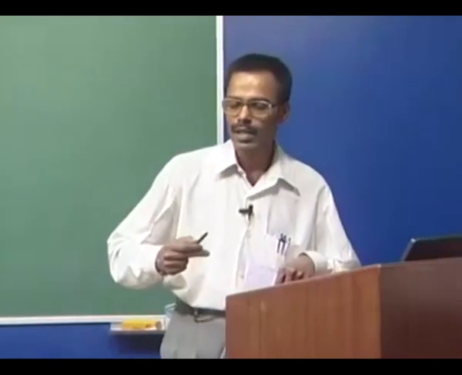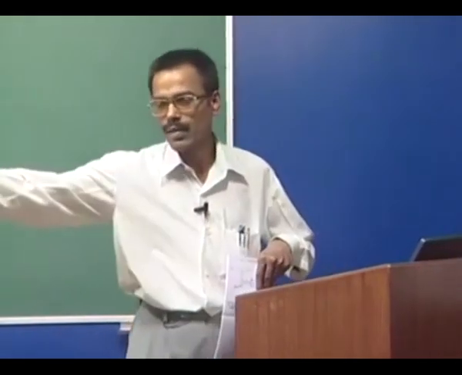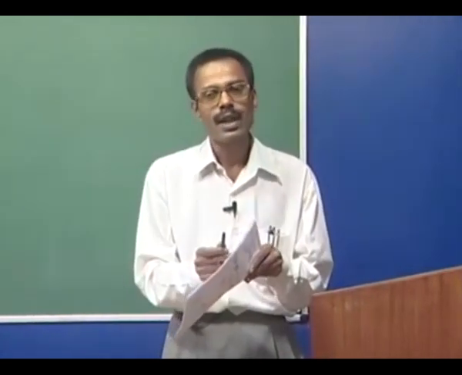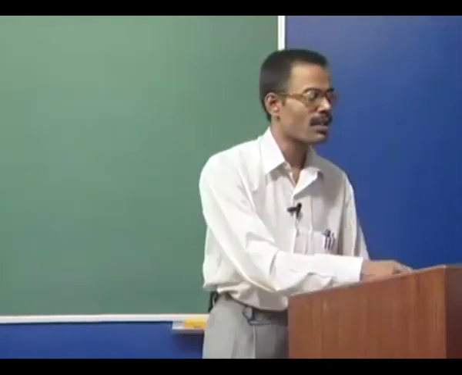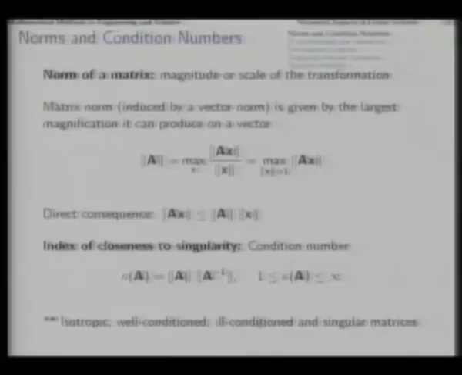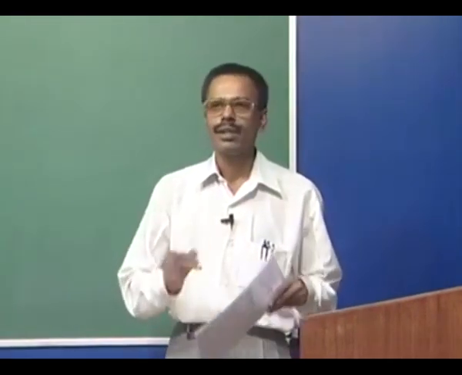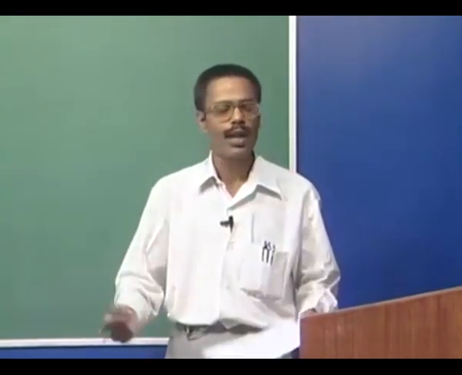It scales some of the vectors to a very high magnification. On the other hand, some of the other vectors are scaled to very low magnification. That is illness, that is ill conditioning of the matrix. In between, if you have small numbers as condition numbers, 4, 5, 7, then you say that this matrix is nice behaving, well conditioned, you can say.